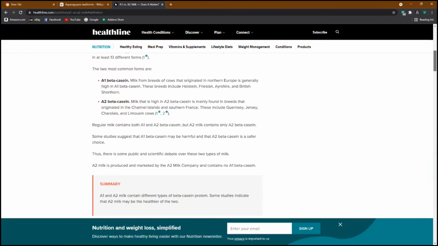Oh, so here is the information. The A1 beta casein comes from breeds of cows that originated in Northern Europe, and is generally high in A1 beta casein. These breeds include Holstein, Ayrshire, Friesian, etc. A2 is beta casein. Milk that is high in A2 beta casein is mainly found in breeds that originate in the Channel Islands and southern France. These include Guernsey, Jersey, Charolais, and Limousin. Wow, that's pretty cool. So you take A2, you said? I've been using A2 milk.